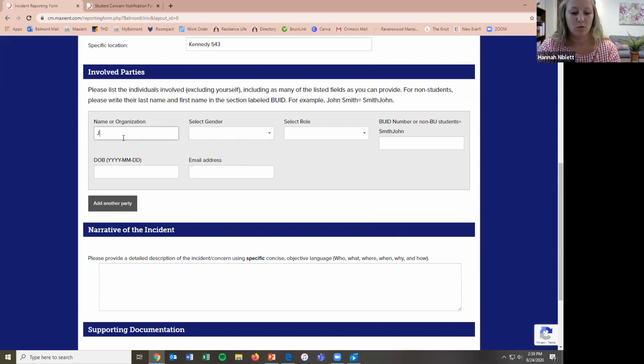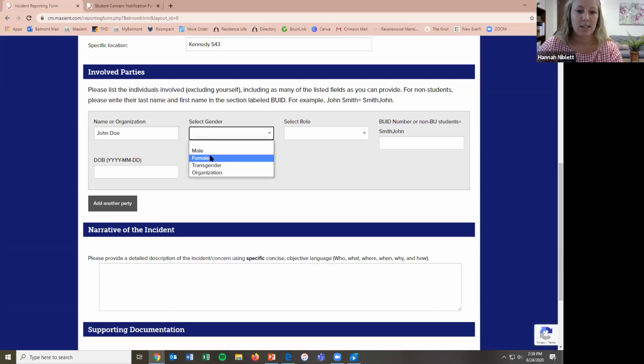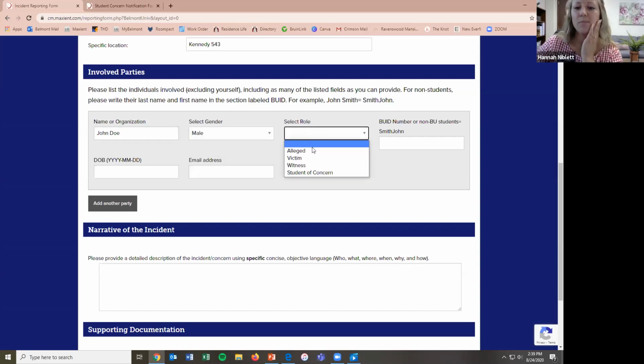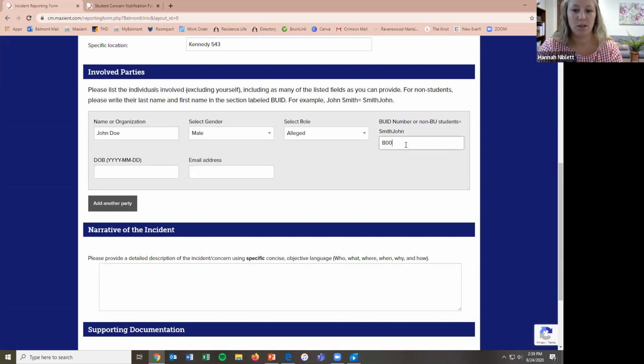So you'll put their name here, select their gender, select their role here. So any student who has violated our policies will be alleged. And then you'll put their BUID here, their date of birth, which you can pull off of THD, and their email address. I will say, if you get their BUID right and their name correct, then these two will auto-populate for you. So this is not the most necessary part of it. Just make sure we have their name and their BUID.